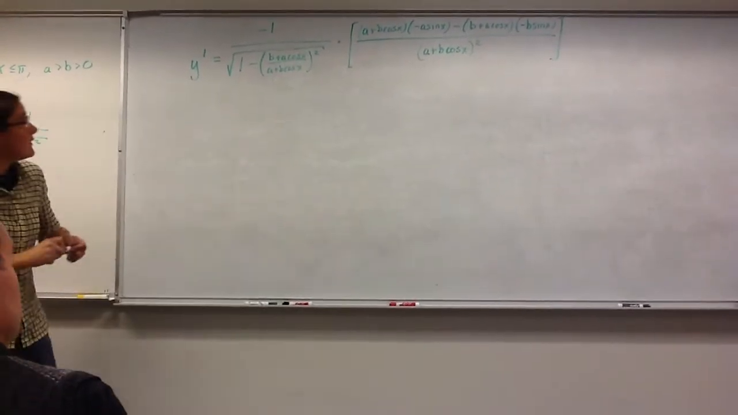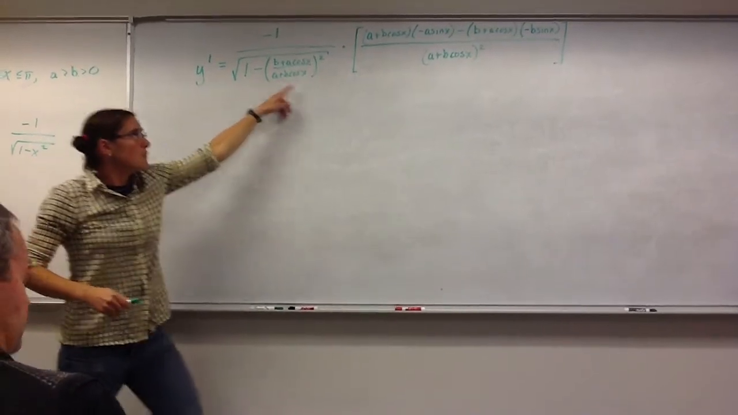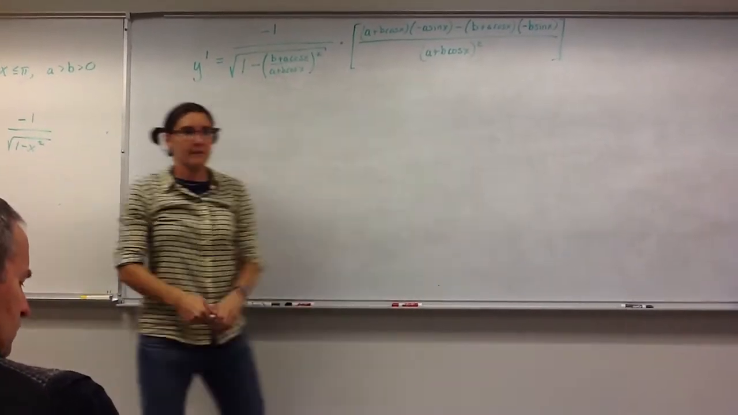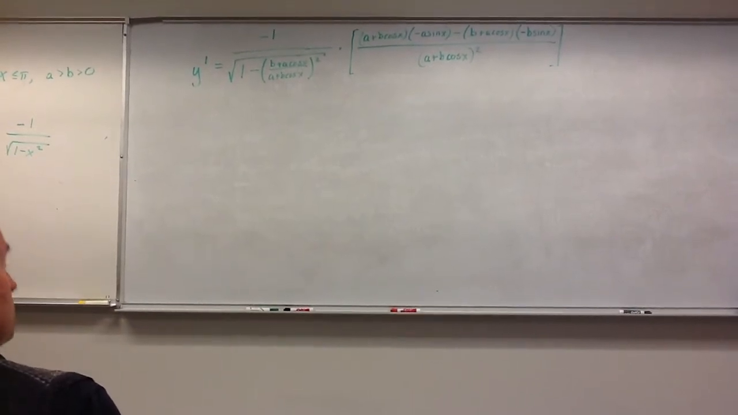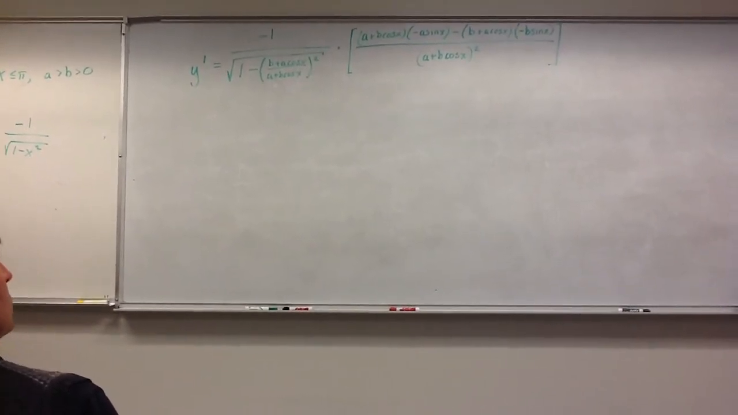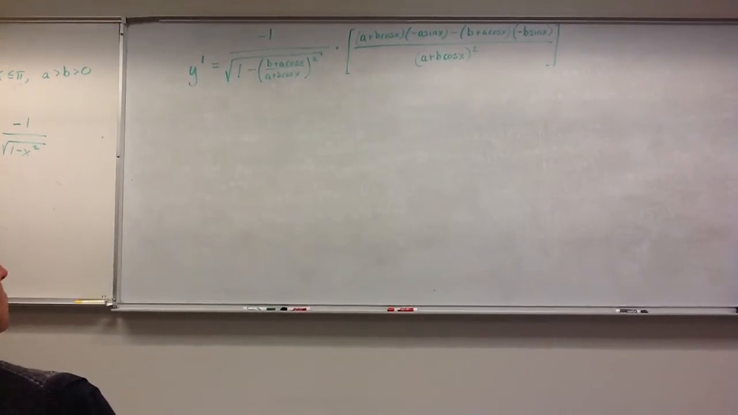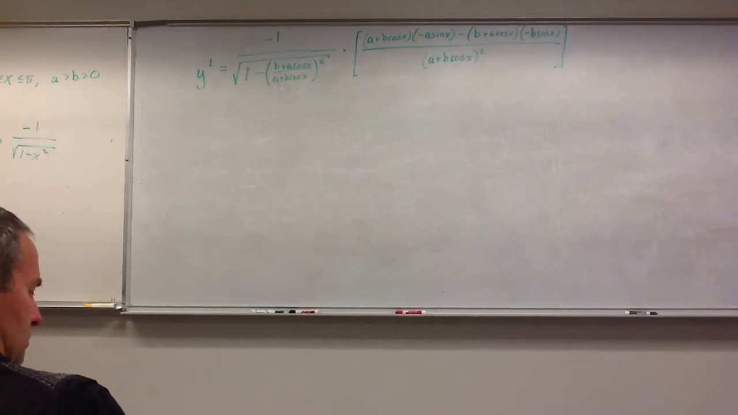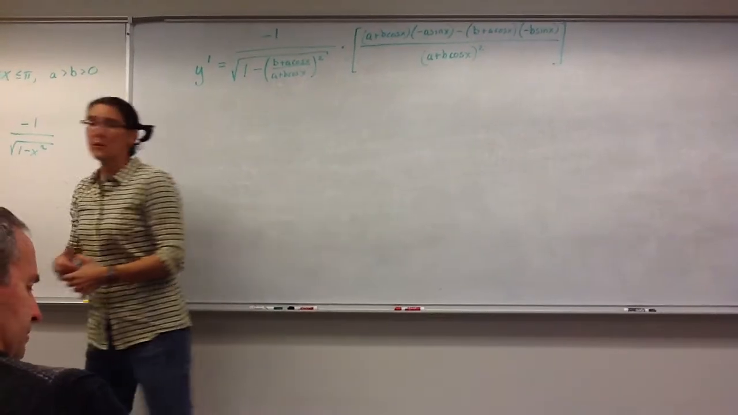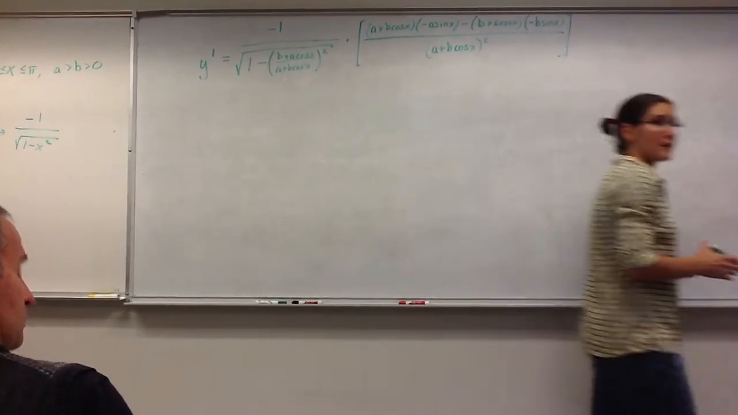All right. Derivative of the outside, keeping the inside the same, times the derivative of the inside. End of story. Any questions about that one? Going once? Twice? All right. Are there other questions about section 3.5? The practice problems out of there.